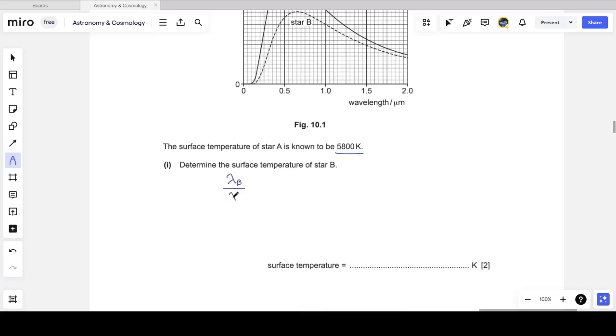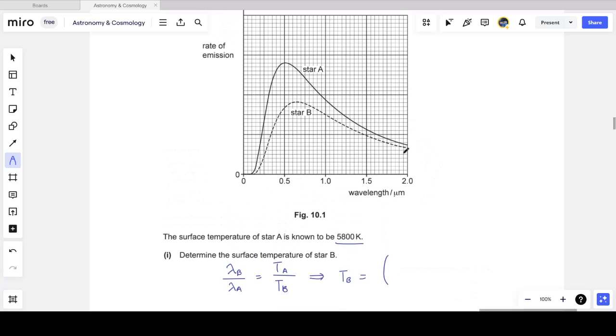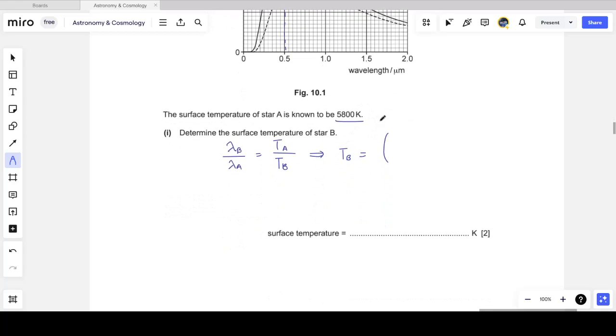Lambda B over lambda A, the ratio of peak wavelengths, or wavelengths at which we get the peak intensity, is the inverse ratio of temperatures, TA divided by TB. We want the temperature of star B, so if I rearrange, I get TB to be TA times lambda A over lambda B. Now what is lambda A? It is the wavelength at which I get the peak intensity for star A, and that wavelength is 0.5. I'm going to ignore the micrometers because it's a ratio, those micrometers will cancel out.